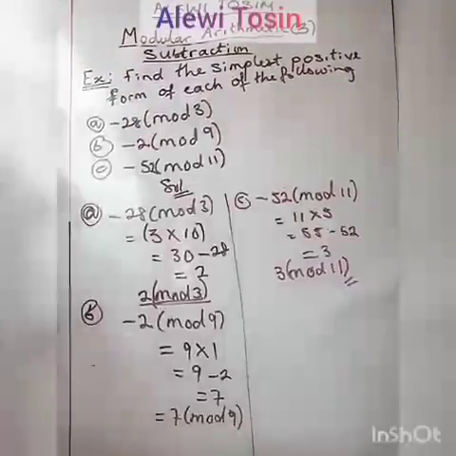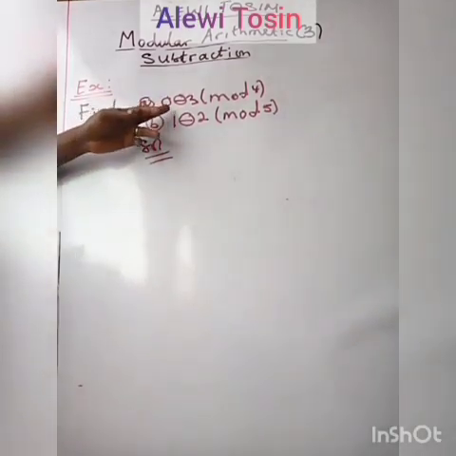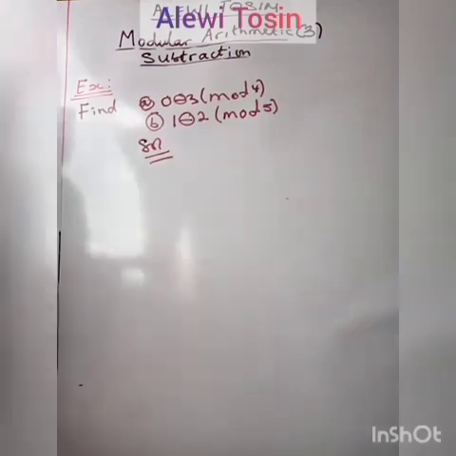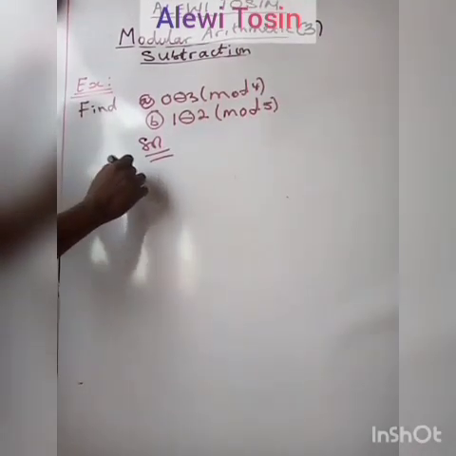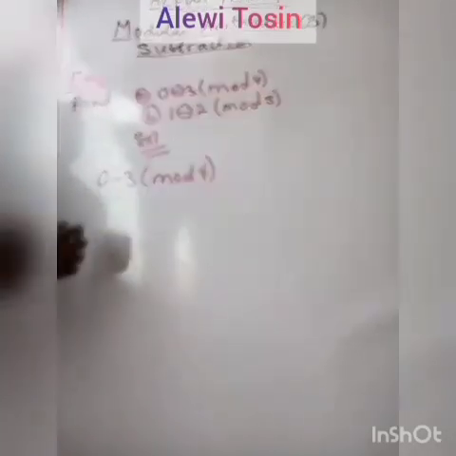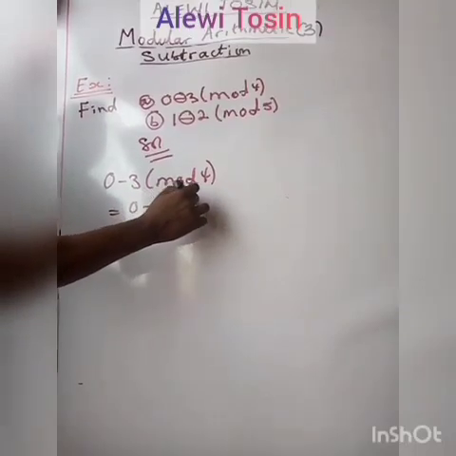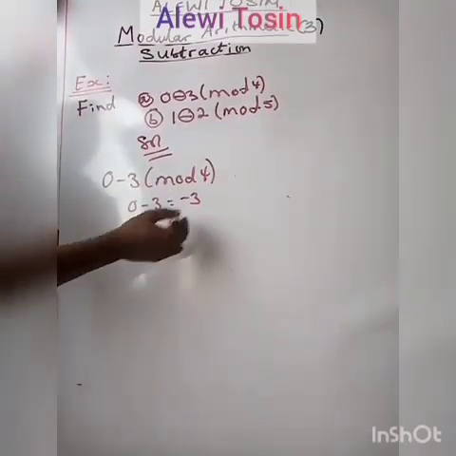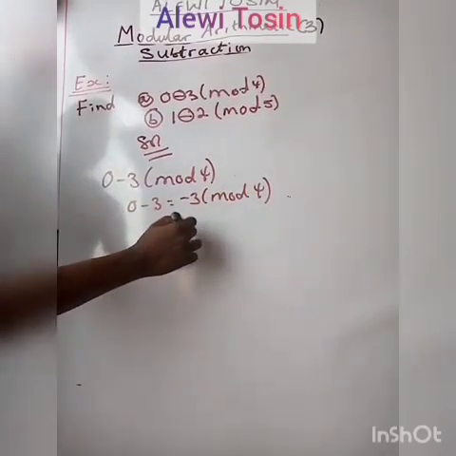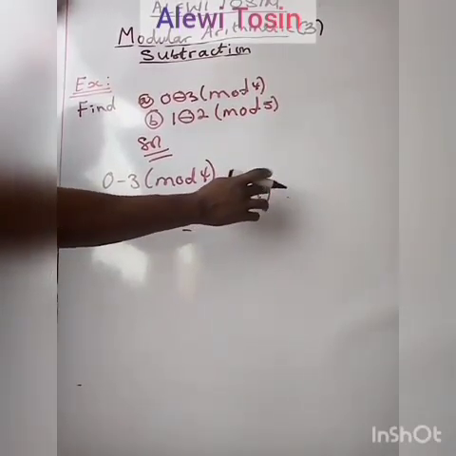Final answer. So now let's take this one. We have to find 0 minus 3 in mod 4. 0 minus 3 is minus 3, right? So just present this in mod 4. Like we did the other one, the number that I can multiply by 4 that will give you something very close to 3 is 4 times 1.